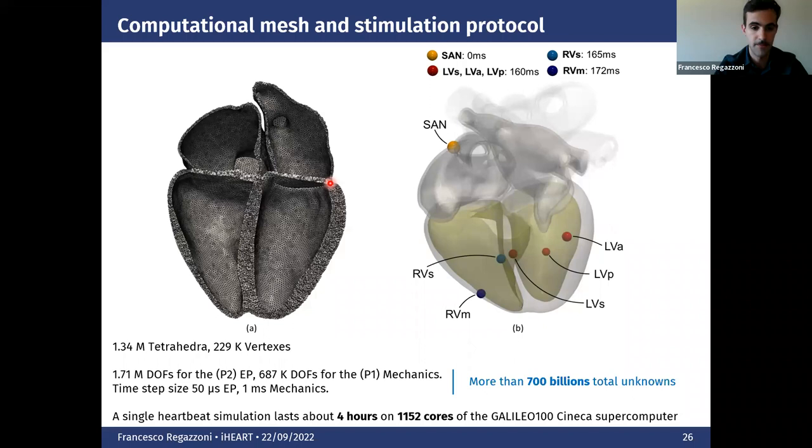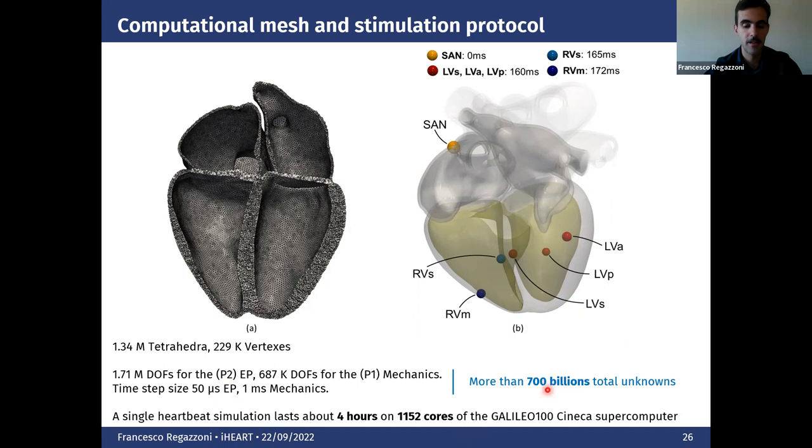And then you also have time discretizations. So we subdivide the duration of the heartbeat in very small time steps. For instance, we are talking about 50 microseconds for the electrophysiological variables. So if you multiply the number of time steps by the number of equations of unknowns that you have for each time step, you have almost 1 trillion unknowns. So a really gigantic number.